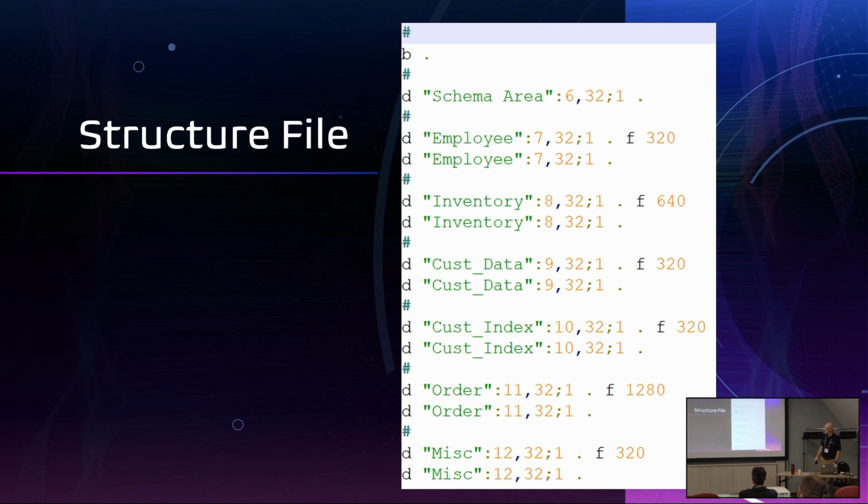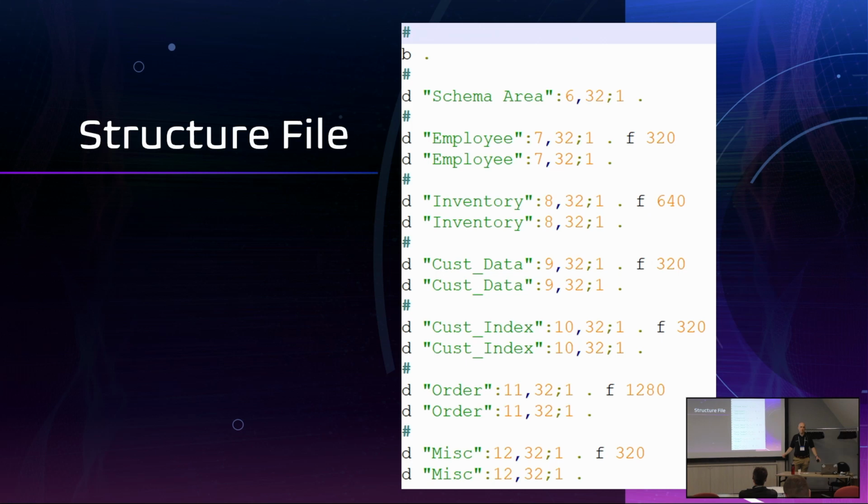Then we have the structure file, and that is a text file that describes where everything is located within your data or for your database. It's a mapping essentially of everything. So you can see at the top we've got B dot. B is the before image, so that enables us to go through crash recovery and so on. That's where the before image is located, and these dots here just mean that that file is located within the current working directory.